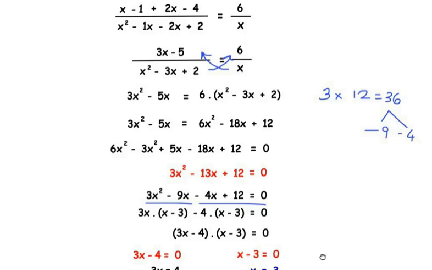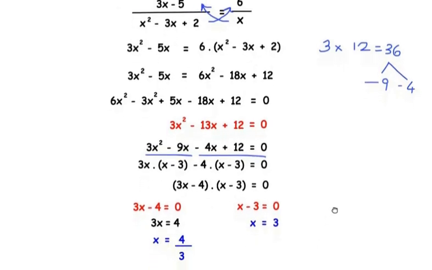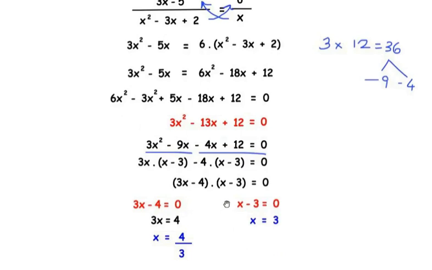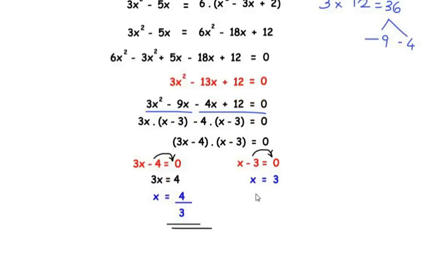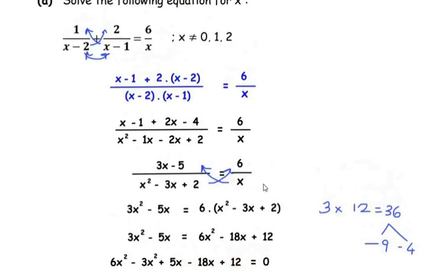Now equating each of these factors to 0, we get 3x minus 4 equal to 0 and x minus 3 equal to 0. Taking negative 4 to the other side, we get 3x equal to positive 4, and taking 3 to the other side, we get the value of x as 4 over 3. Similarly, taking negative 3 to the other side, we get the value of x as positive 3. So these are the two values of x for the given equation.